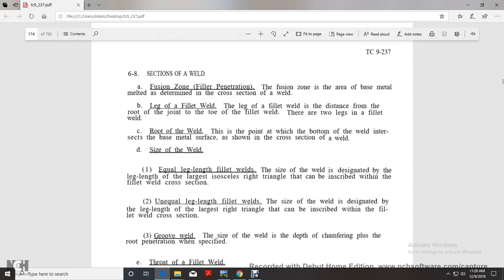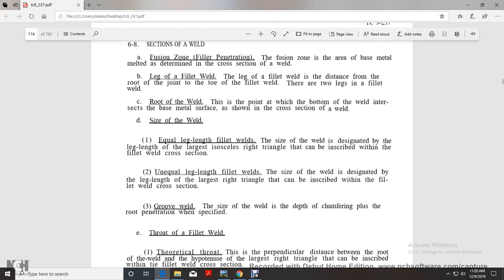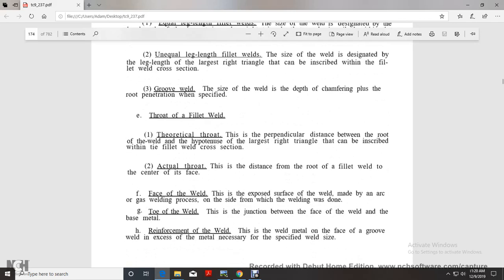Size of the weld: for equal leg fillet welds, the size of the weld is designated by the leg length of the largest isosceles right triangle that can be inscribed within the fillet weld cross section. For unequal leg lengths, the size of the weld is designated by the leg lengths of the largest right triangle that can be inscribed within the fillet weld cross section. Groove weld, size of the weld, the depth of chamfering plus the root penetration, when specified.